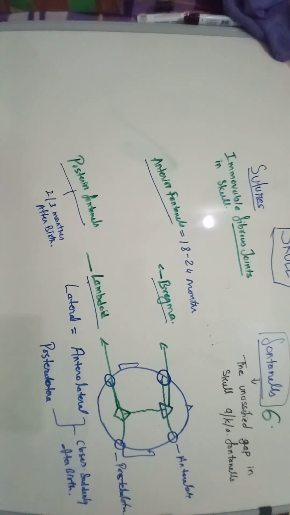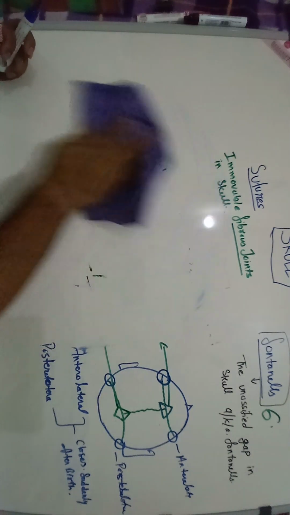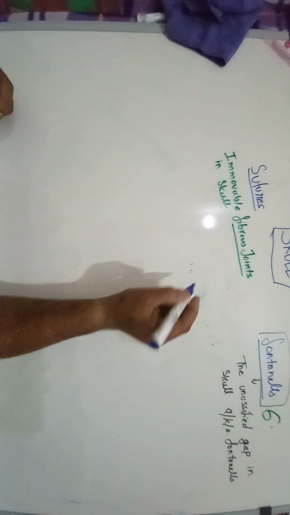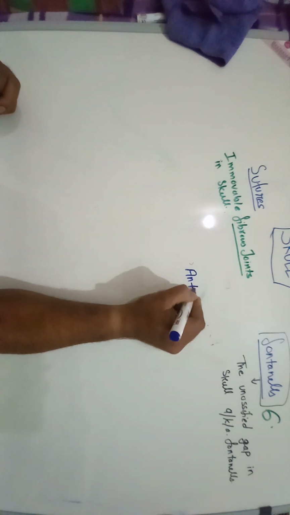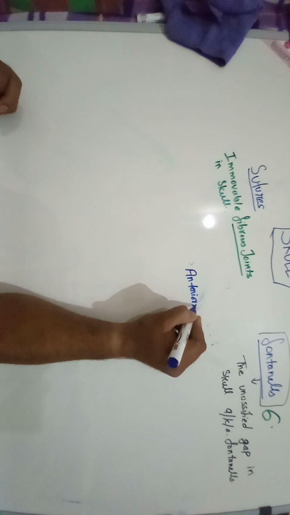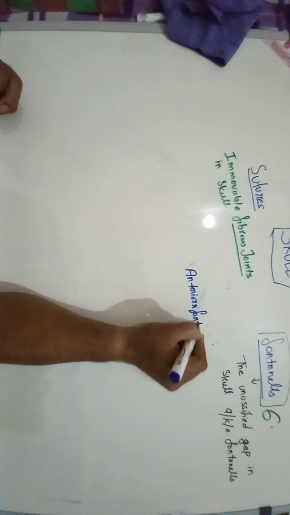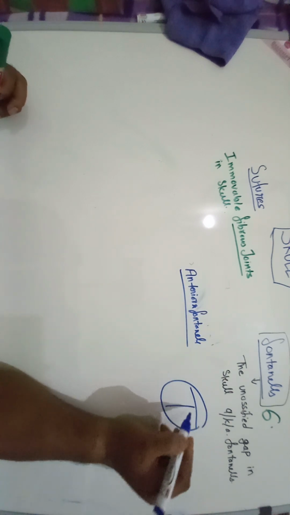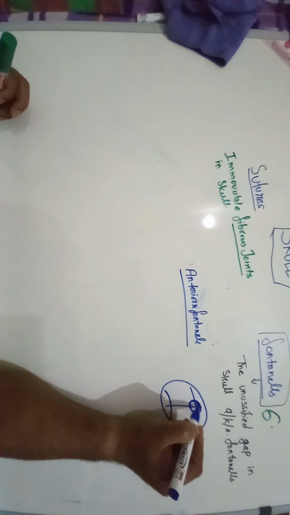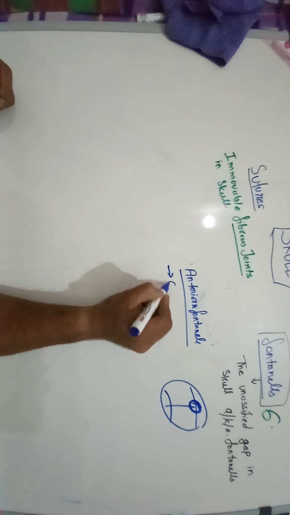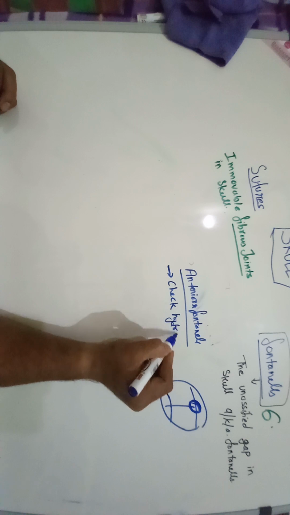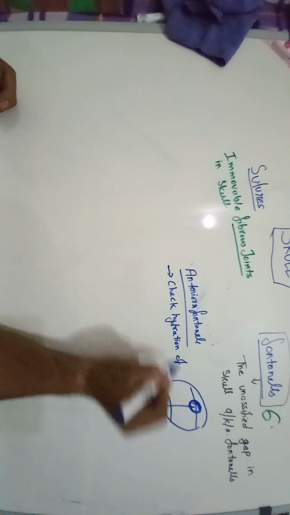Now, what is the clinical purpose of fontanels? Most of the time we use the anterior fontanel. Which one is the anterior fontanel? This one, triangular in shape. It is used to check the hydration of the child.